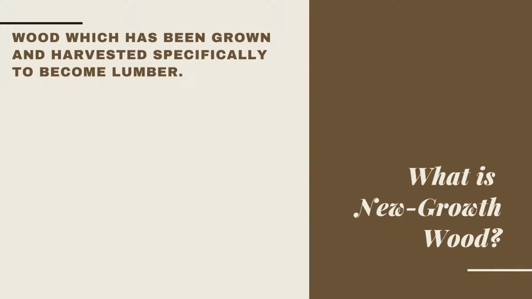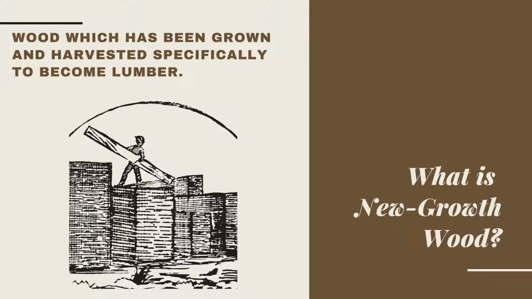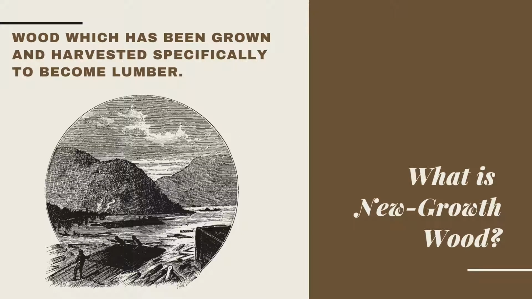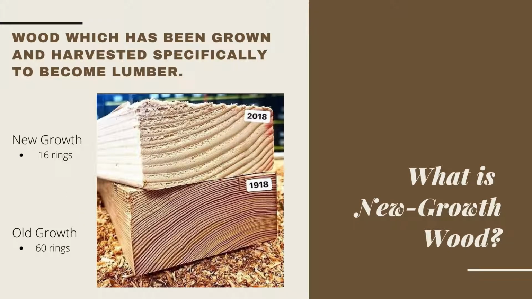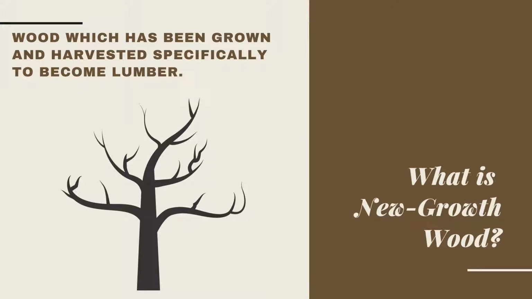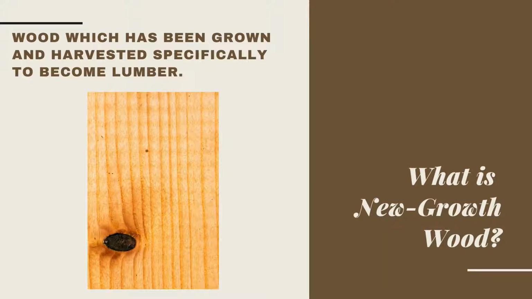By definition, new growth wood is that which has been grown and harvested specifically to become lumber. The wood you find at home improvement stores is new growth. This wood is designed to grow quickly and is harvested at a much younger age than old growth. While new growth helps meet supply and demand, its growing conditions and age of harvest create fewer rings that are spread much farther apart. It's just not as strong as old growth. Additionally, because of growth conditions, new growth trees grow more branches than old growth, so wood from these trees twists and warps more. This also creates undesirable knots and irregularities.